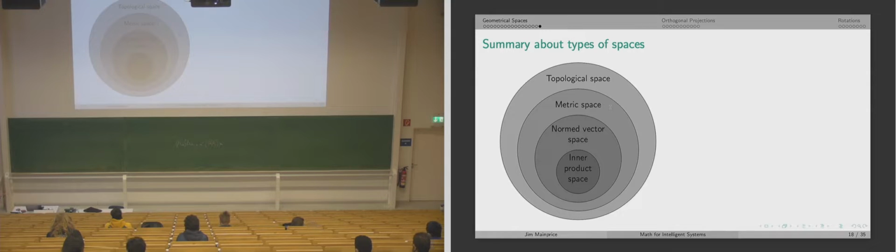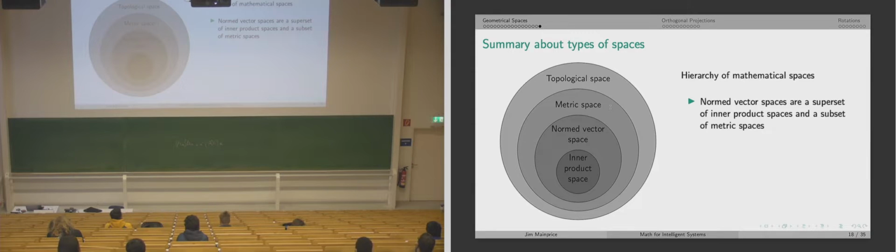Topological means that there's a notion of neighborhood. So you have not only vectors defined abstractly, but vectors defined with respect to how close they are to other vectors. And so this is the hierarchy of mathematical spaces, where normed vector spaces are a superset of the inner product spaces and a subset of metric spaces, and the inner product spaces are in turn a subset of the topological spaces.